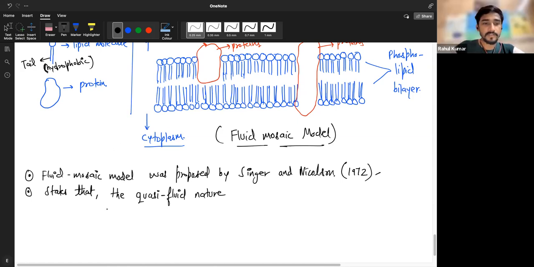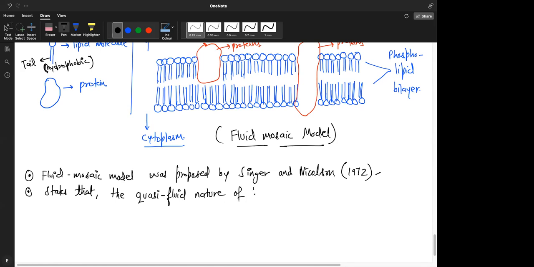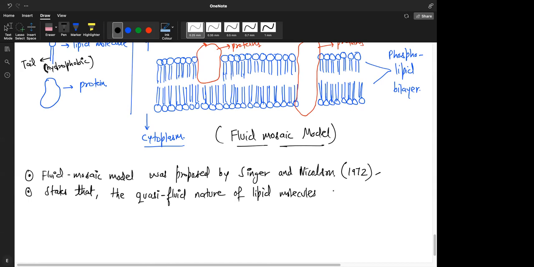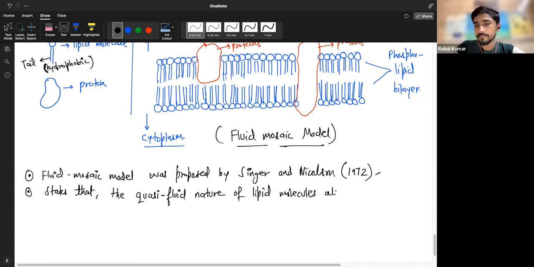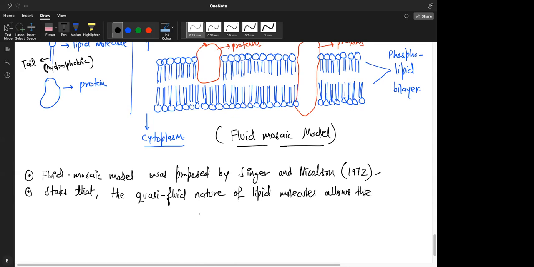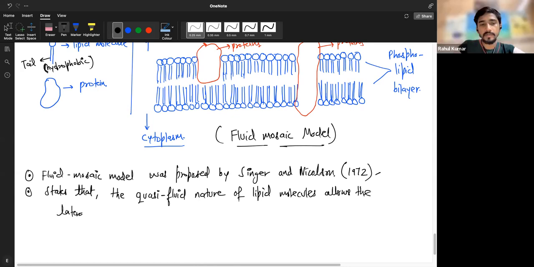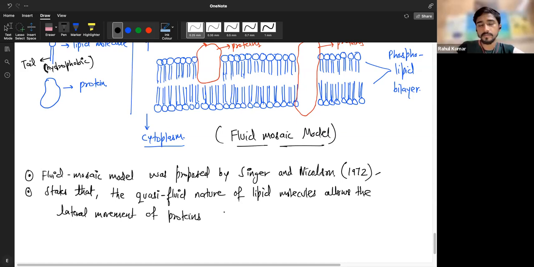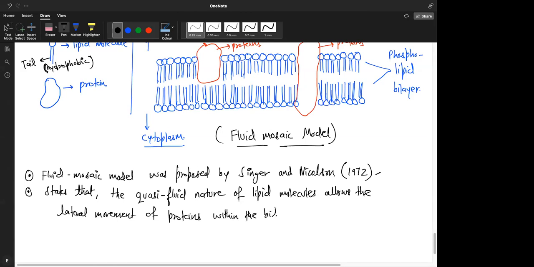So write down, this model states that the quasi-fluid nature of lipid molecules allows the lateral movement of proteins within the bilayer.